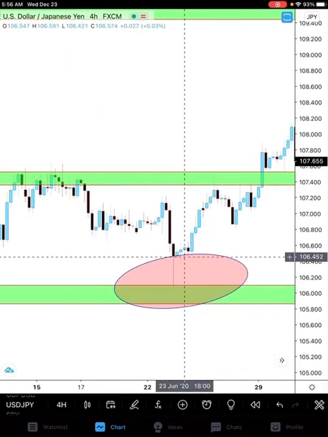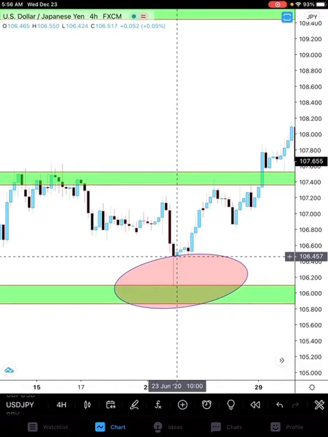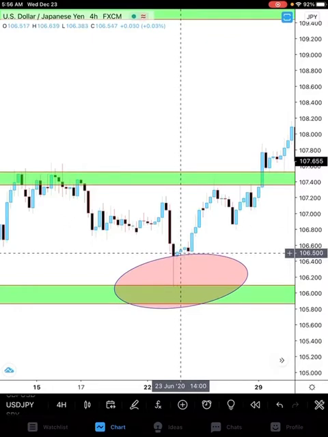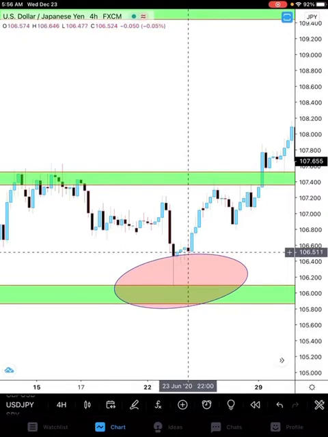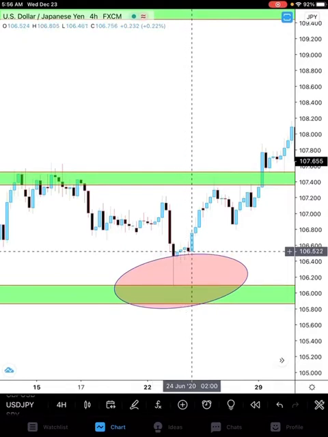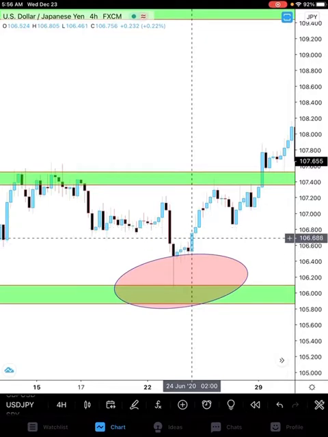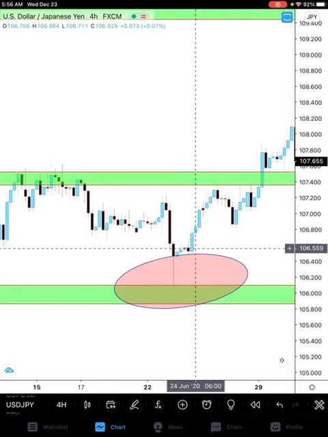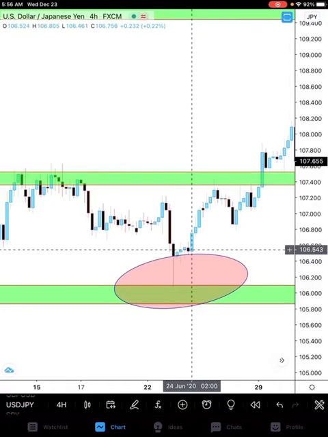But the actual move did not happen. We started finding support around 6 a.m. Eastern time, and for that day it just kind of stuck here. Then, looks like the 24th, London session, 2 a.m., it just shot up. So that would have been a nice London session buy.